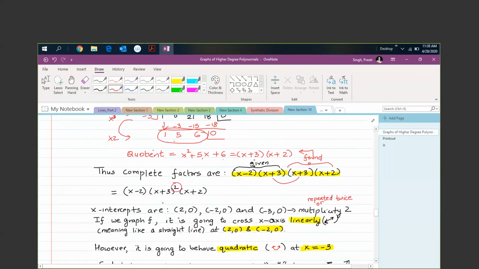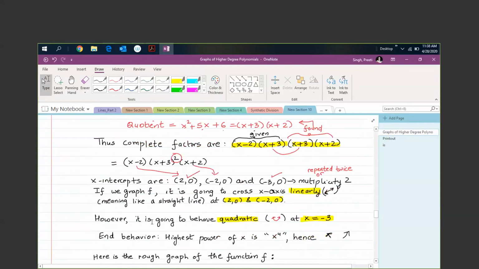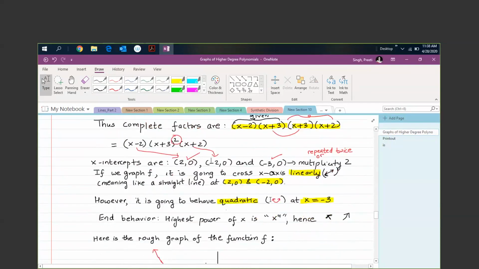So the zeros are 2, 0 from here; -3, 0 with multiplicity 2, or repeated twice; and then -2, 0 from here. Right? So again, I have written some information. If we graph f, it's going to cross the x-axis linearly at -2 and 2. And it's going to behave quadratic at -3 because of the repeated factor.